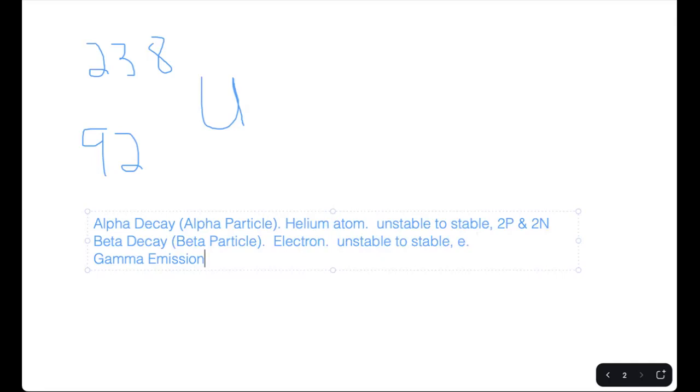Gamma emission is not a particle because it's releasing energy. It's literally electromagnetic waves or photons, if you will. Again, it takes something that is unstable and makes it more stable. It does not change the mass of the atom at all, or the identity of the atom.